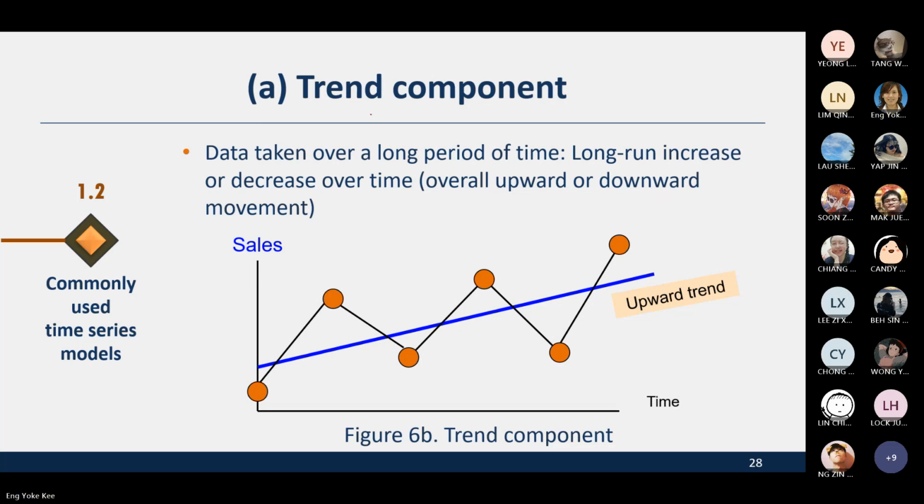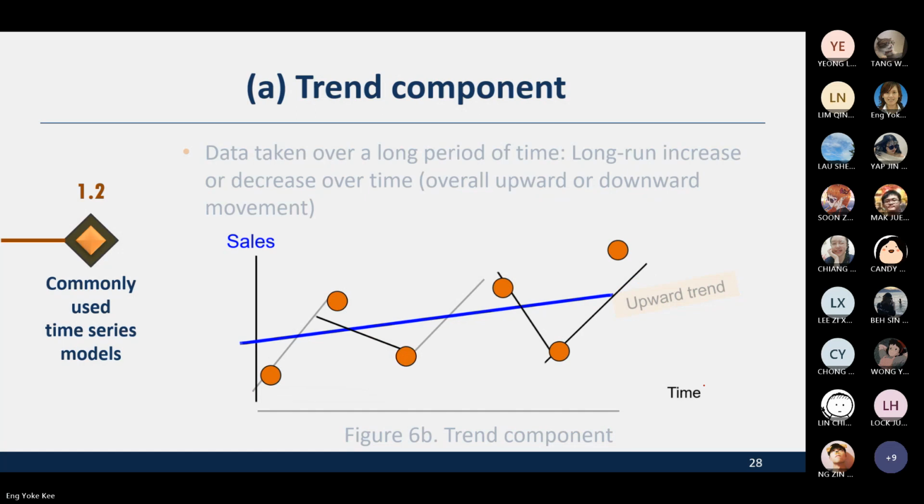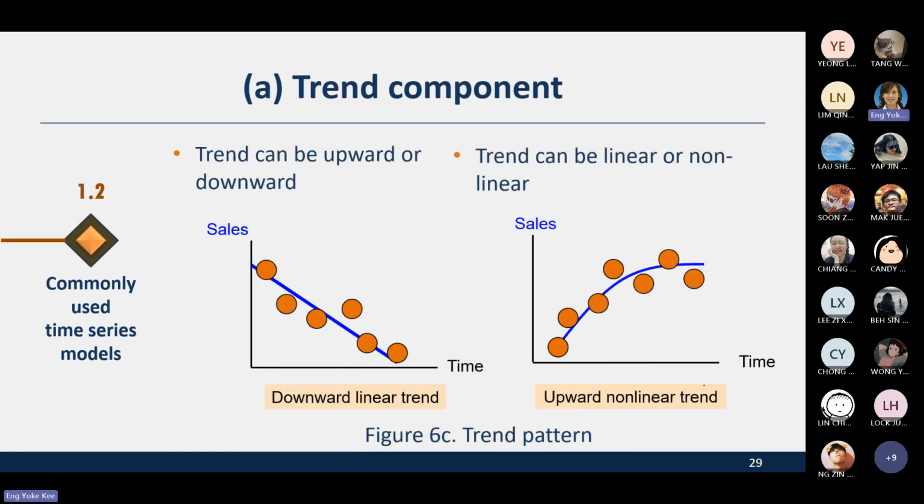As I mentioned, this will be a persistent movement. Basically, it shows a long run increase or decrease pattern over time. It can also be linear or non-linear. Just now we looked at the annual sales and the daily sales; probably it shows a non-linear pattern.